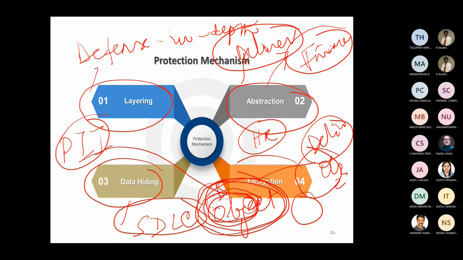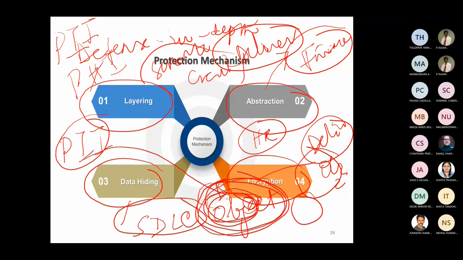Then the fourth component is called encryption. Encryption can be invoked only for sensitive information, information identified as personally identifiable information, patient health information, and sensitive information like client names, credit card information, your Aadhaar information, your PAN information. So those sensitive information could be the only ones encrypted. Not every piece of information is required to be encrypted. All right. Okay, so that's what we are talking about.